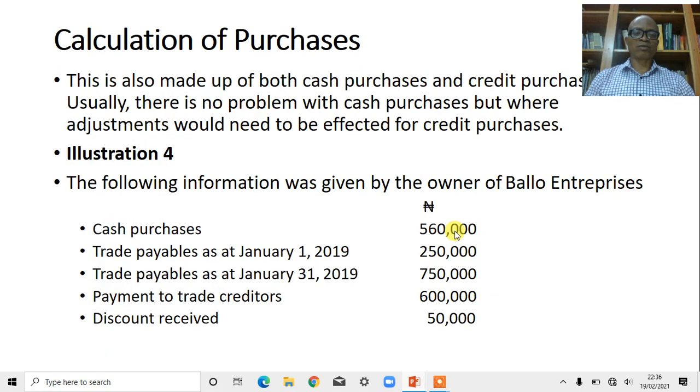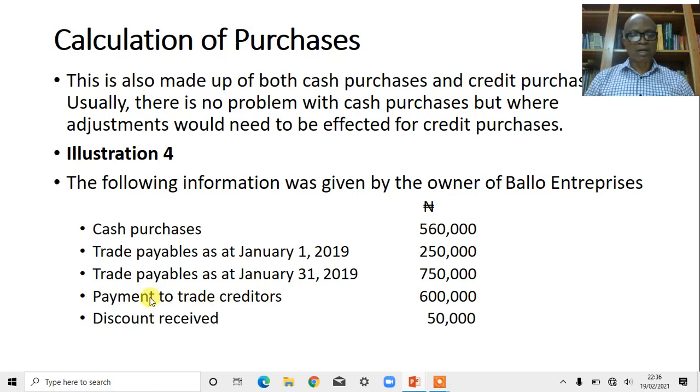Now let's go to calculation of purchases. Okay, this is also made up of both cash purchases and credit purchases. All right, usually there's no problem with cash purchases, but where adjustment will be needed is for credit purchases. Okay, now let's look at this other illustration number 4. The following information was given by the owner of Balo Enterprises. Now, cash purchases 560,000, trade payables at the beginning of the month 250,000, trade payables as at January 31, that's end of the month, 750,000 naira.